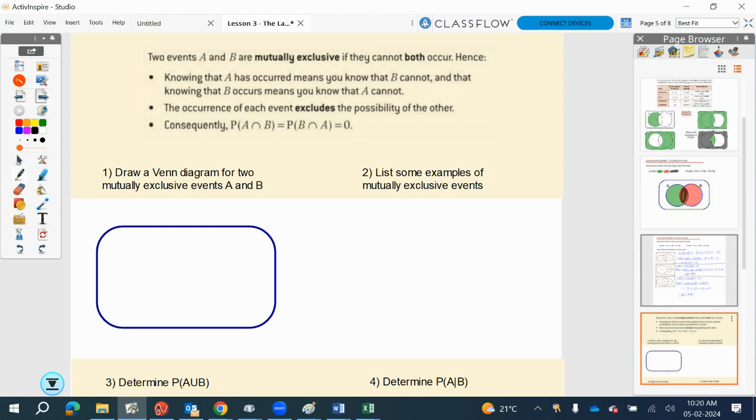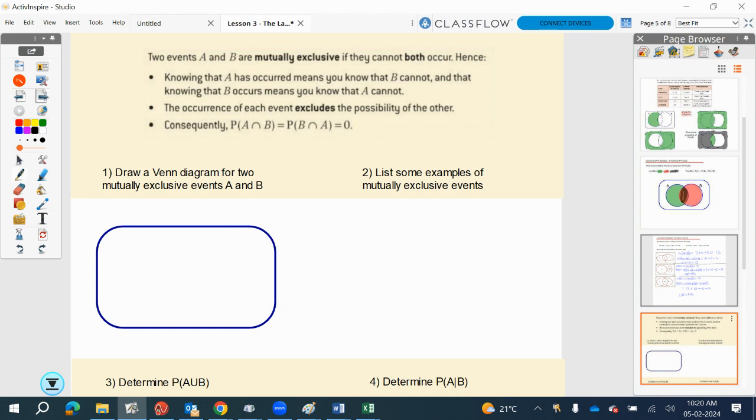Okay, so two events, A and B, are mutually exclusive if they cannot both occur at the same time. Knowing that A has occurred means that you cannot get B to occur. The occurrence of each event excludes the possibility of the other. This means that the intersection of the two is always 0.